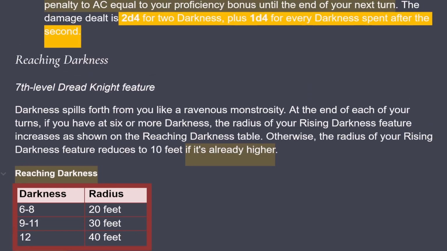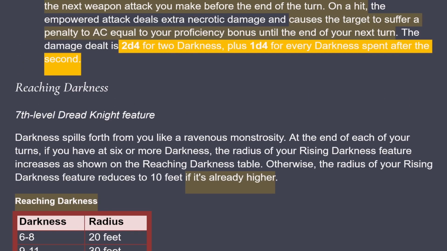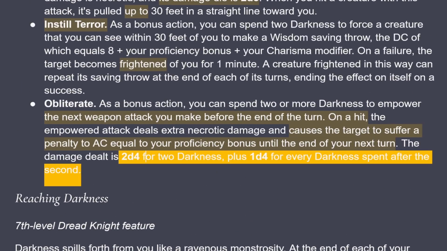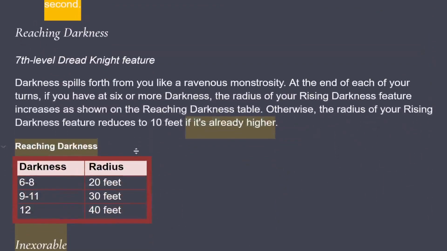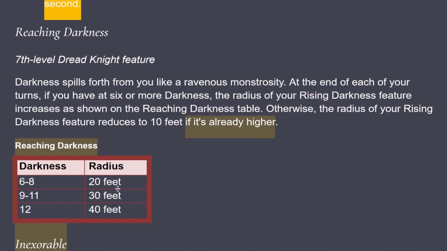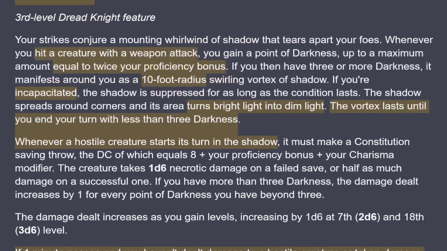So if I'm doing 10 damage within a 20-foot radius, why the heck would I deal an extra d4 and maybe lose one of my darkness points and reduce my radius back down to 10 feet and maybe do 10 less damage to half as many people? 10 less damage is a lot more than a d4. So I think this is just not good enough compared to your enhanced Rising Darkness with Reaching Darkness and the scaling on Rising Darkness with the additional Reaching radius.